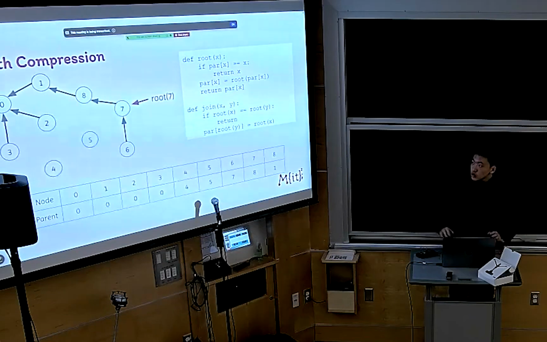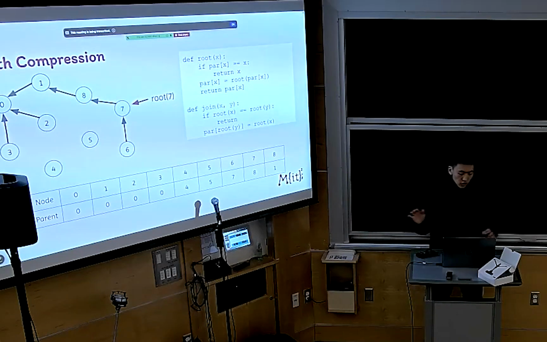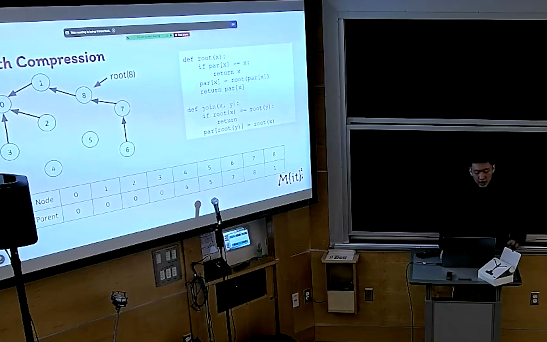So let's go to the graph from our previous example and say we wanted to find the root of node 7. What we would do is go up and look for the root of node 8 as before.